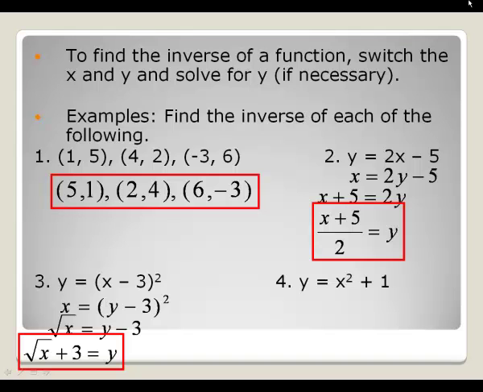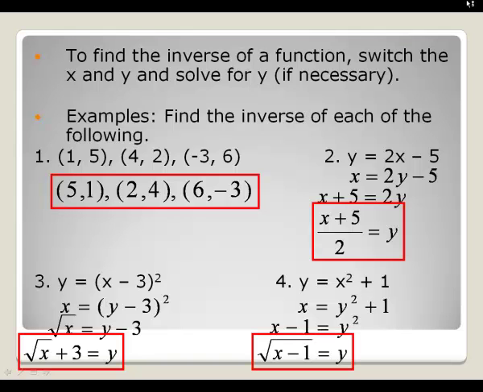On number 4, switch the place of the x and the y. So x equals y squared plus 1. We're going to subtract 1, and then square root. The square root goes over the whole thing, x minus 1, not just the x, over the whole thing x minus 1. And this is the inverse of our original equation.